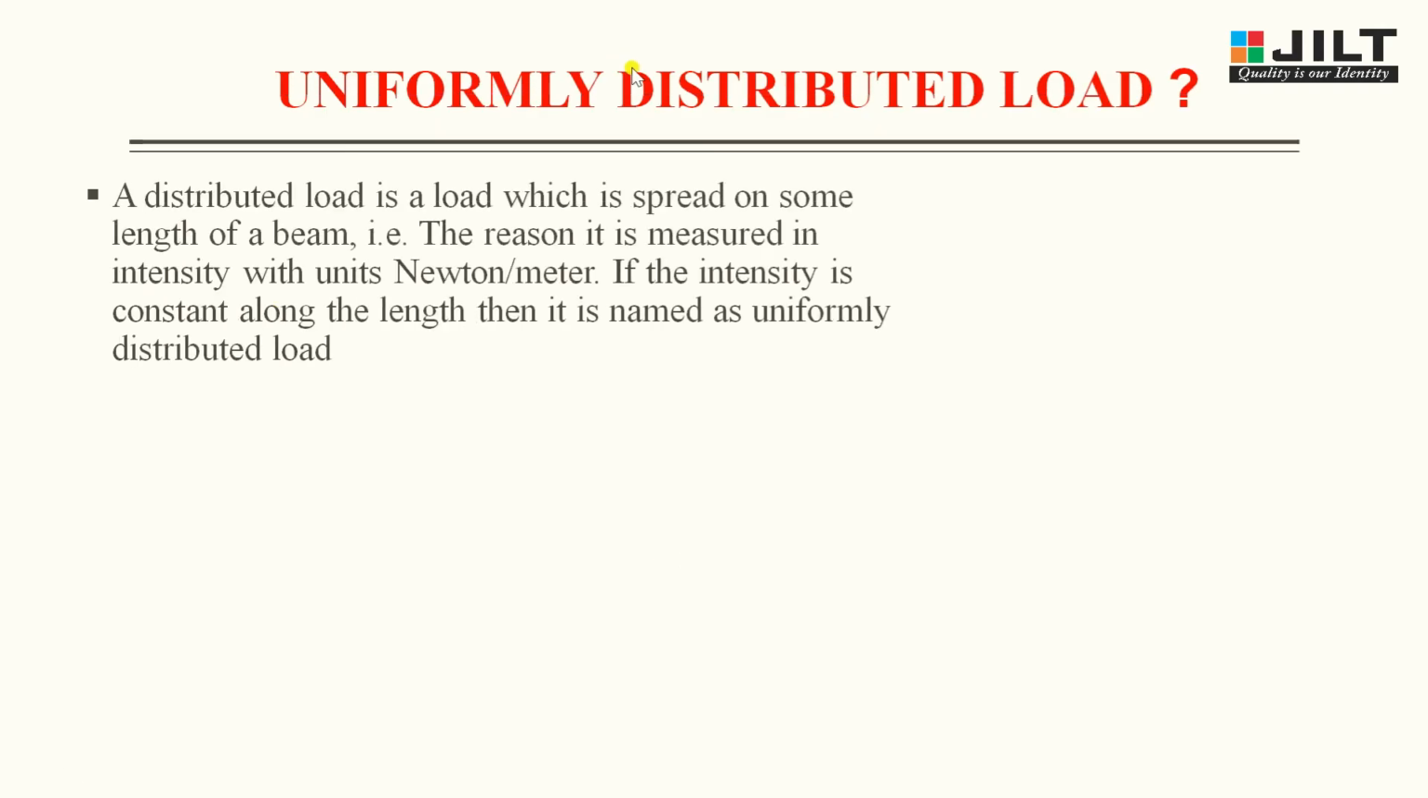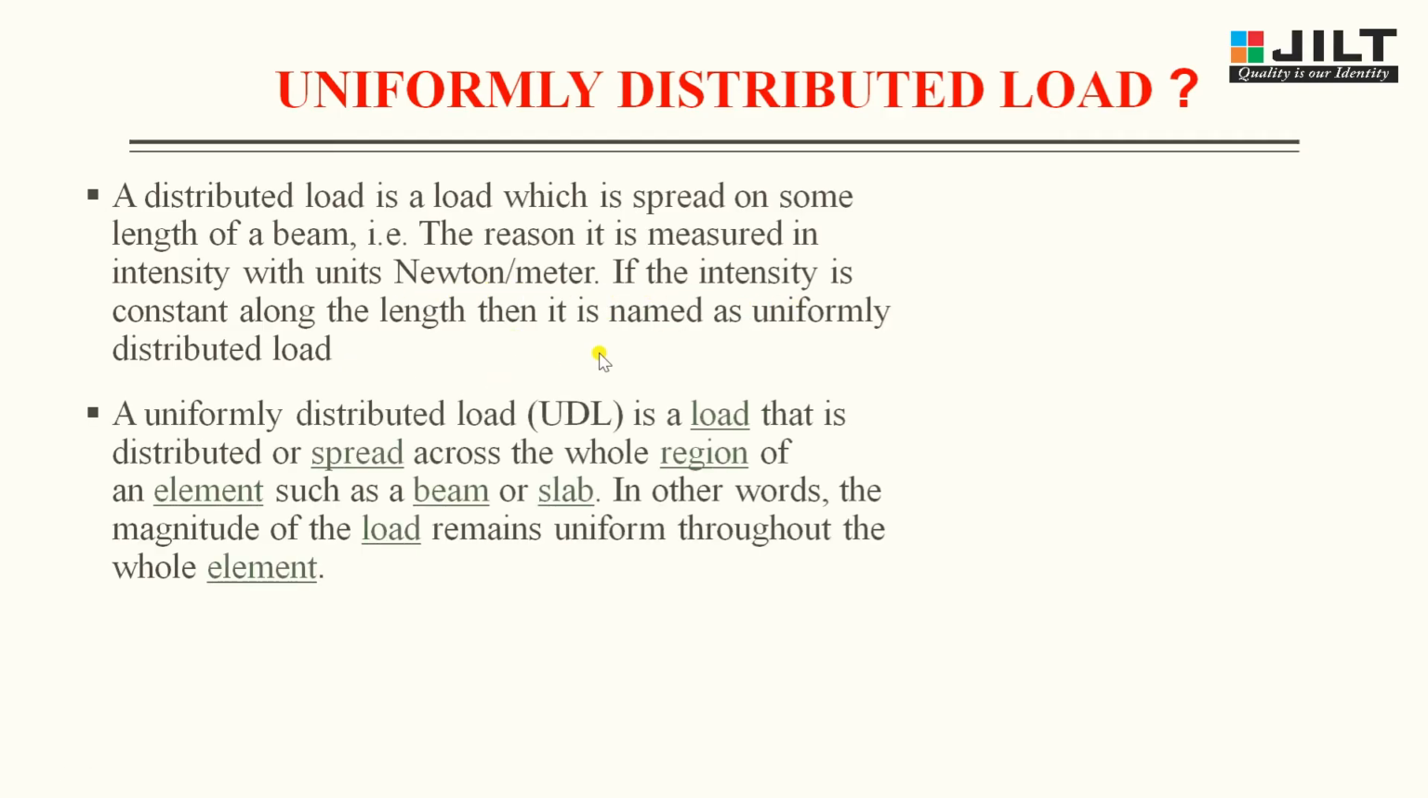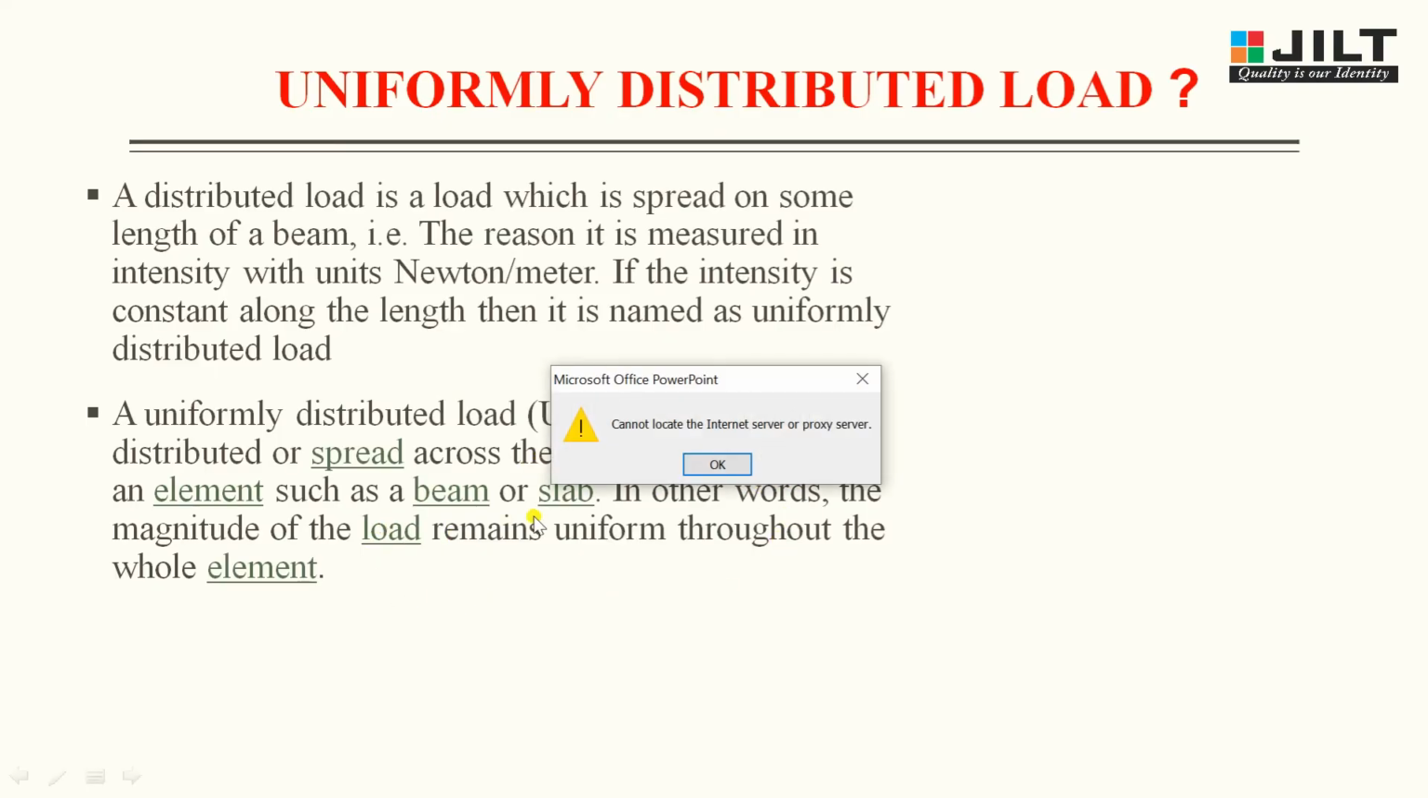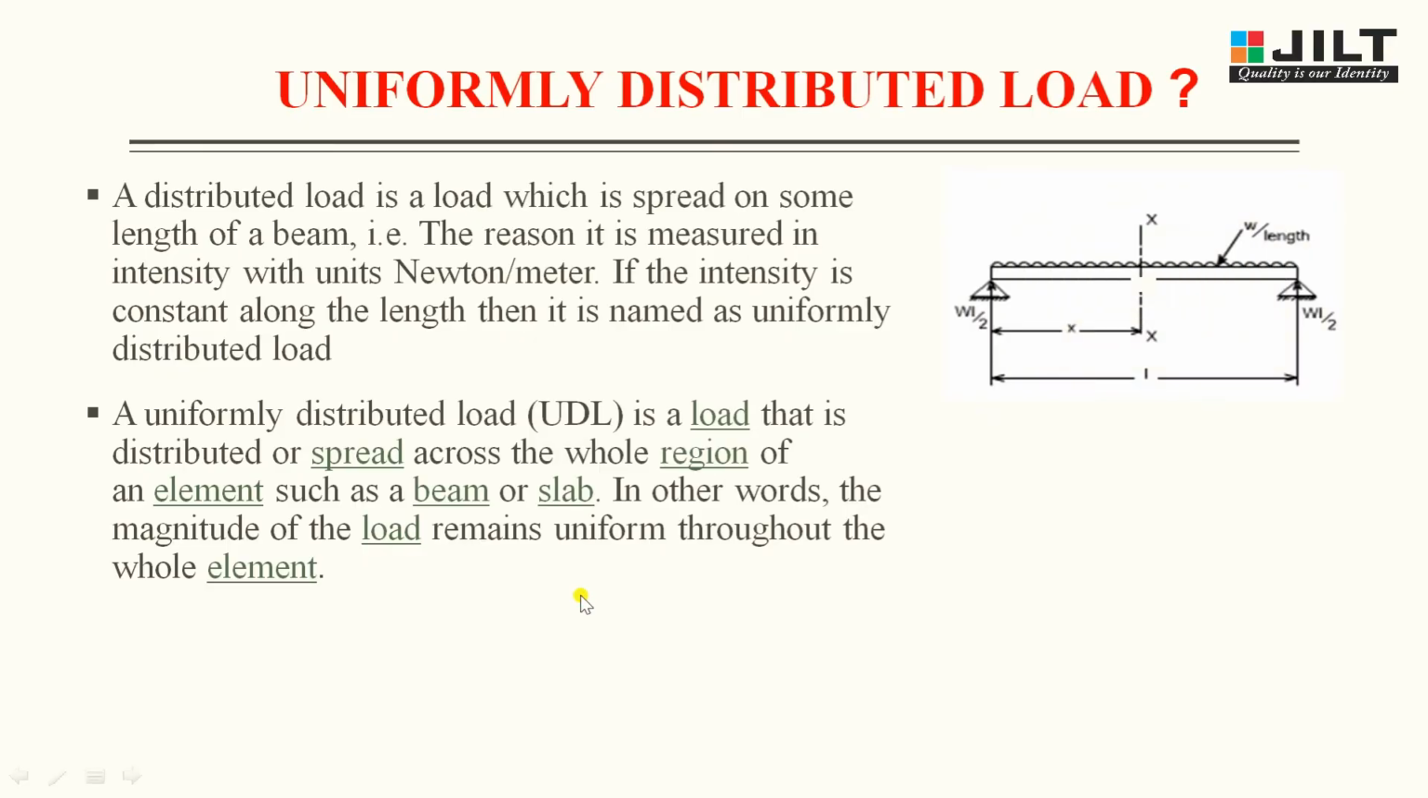Now let us see the uniformly distributed load. A distributed load is a load which is spread over some length of a beam. That is the reason its intensity is measured in units of Newton per meter. If the intensity is constant along the length, then it is named a uniformly distributed load. Uniformly distributed load is a load that is distributed or spread across the whole region of an element, such as a beam. In other words, the magnitude of the load remains uniform throughout the whole element.